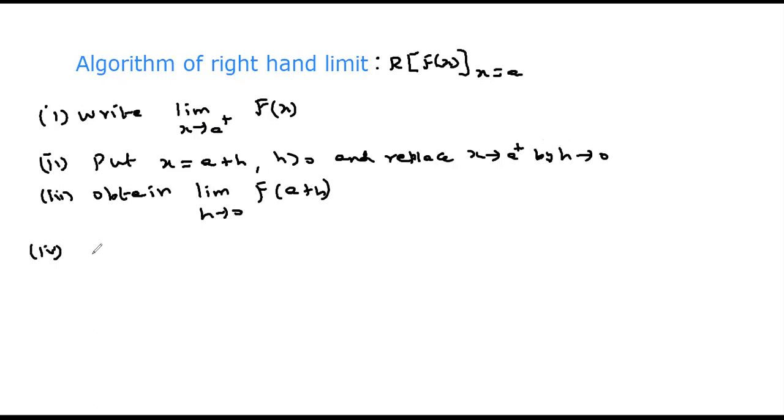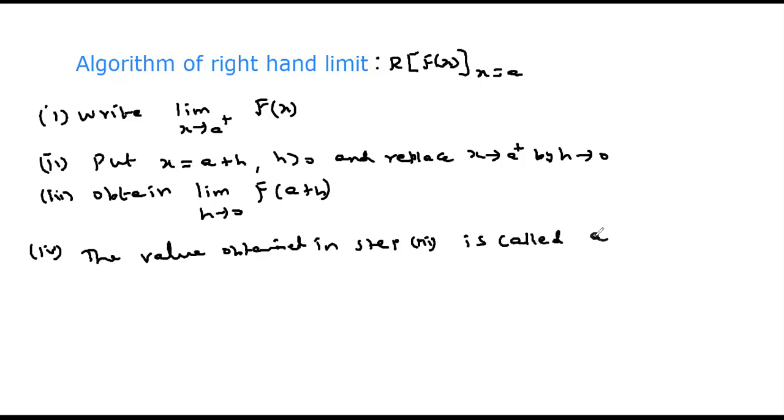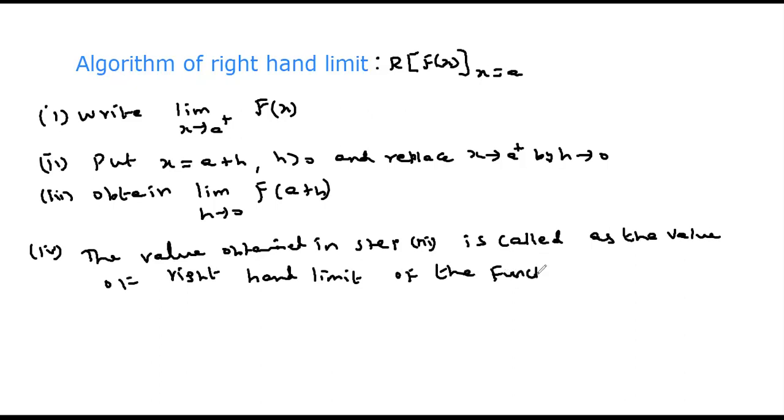Okay, the fourth step: the value obtained in step 3 is called the value of right hand limit of the function f of x at x is equal to a. Okay, have you understood? Clear?